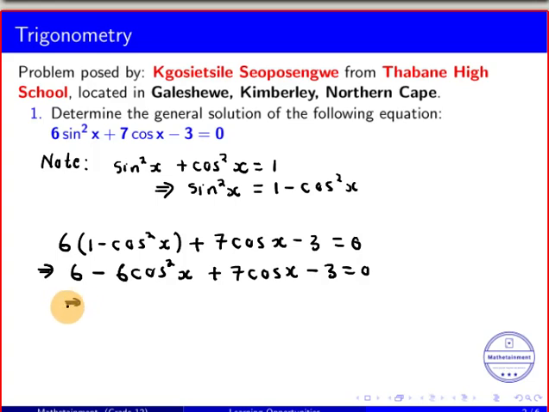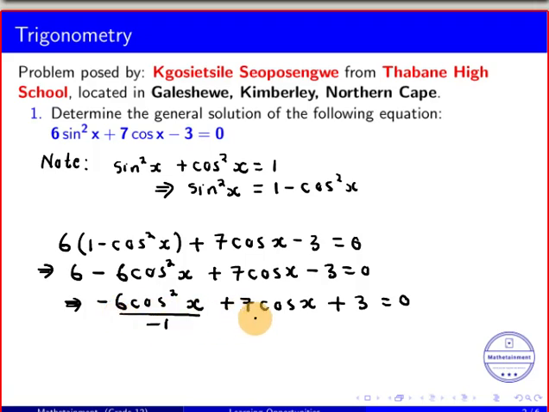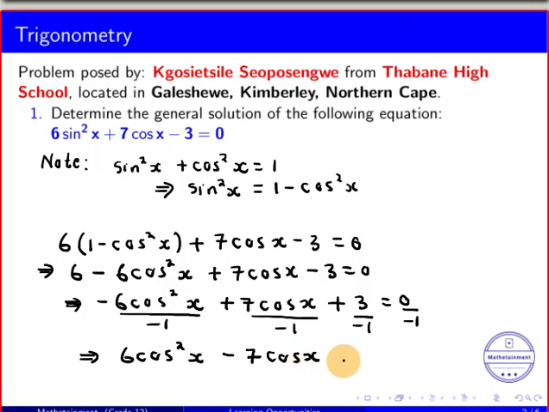And we can write this as follows. If we're adding the like terms there, we remain with negative 6 cos squared x plus 7 cos x plus 3 equal to 0. From here, we can divide throughout by negative 1. We can divide everything by negative 1. Remember, we are dividing throughout, so even 0 deserves to be divided by negative 1. So this gives us 6 cos squared x minus 7 cos x minus 3 equal to 0.